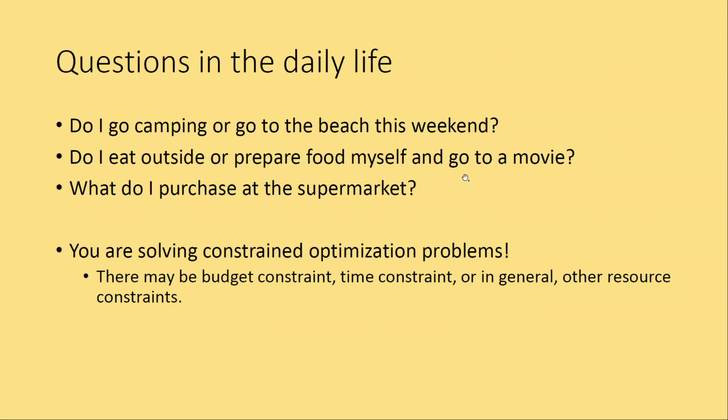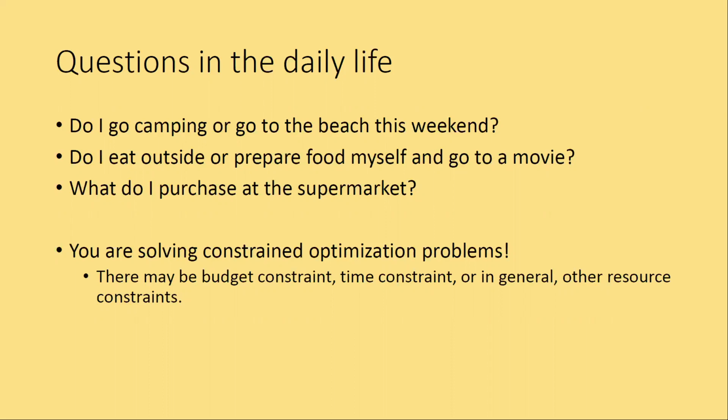So we have finished describing how we can solve many of those questions for different types of utility functions. So the questions I asked before we begin chapter 3, that we are making some decisions in daily life, whether we go camping or go to the beach, or whether we eat outside, or whether we prepare food ourselves and go to a movie afterwards. And lastly, what kind of basket or what kind of bundle do we leave the supermarket with? We are essentially solving constraint optimization problems.